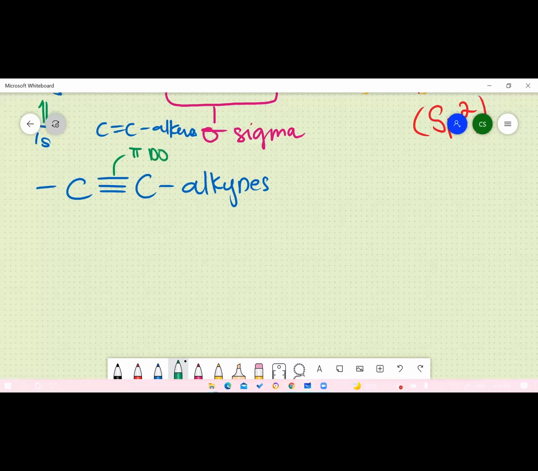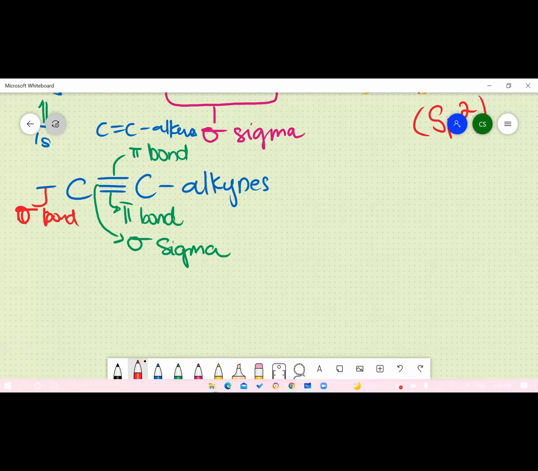A pi bond here, and a pi bond here. And one of these in the triple bond has to be a sigma bond. So in a triple bond, you have 2 pi bonds and 1 sigma bond, right? And the other bond that is left to make the 4th bond with the carbon is a sigma bond. And if you've been picking up the trend, you should see this already.